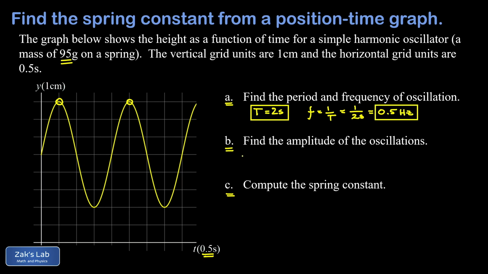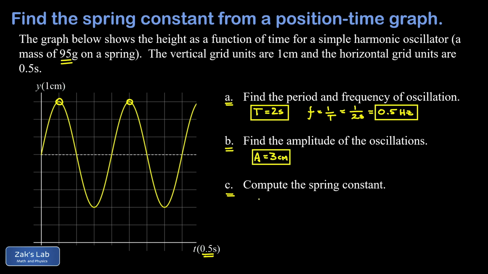Now the amplitude, remember, that's the distance between the midline of this sinusoidal function and the extreme points at the top and bottom. So there's the midline as a dashed line, and I can see the highest point on this function is 3 centimeters above that, and the lowest point is 3 centimeters below that. That's an amplitude of 3 centimeters.